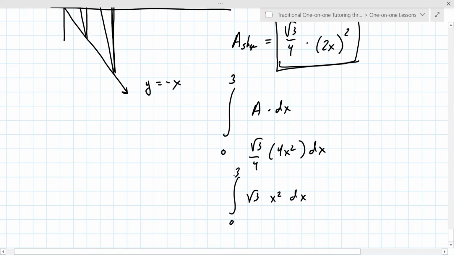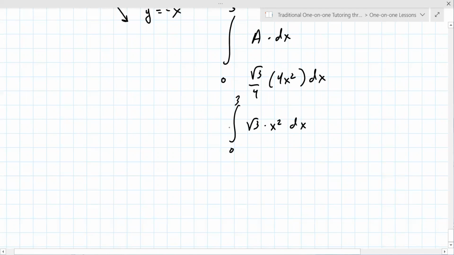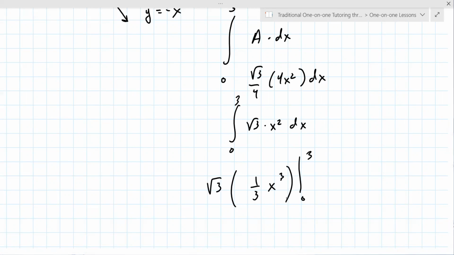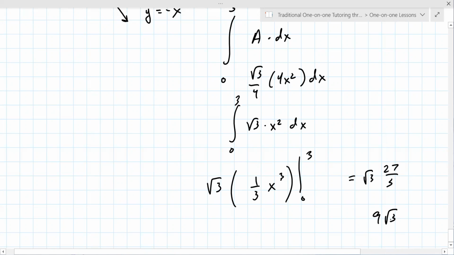So then that becomes, what's the antiderivative? The square root of 3 is just a constant, so that's just out here. It's 1/3 x cubed is your antiderivative. Yeah, x cubed over 3, evaluated from 3 and 0. So then that's 3 cubed is 27 over 3. That's 9, and then times root 3. Yep. So that's your volume.